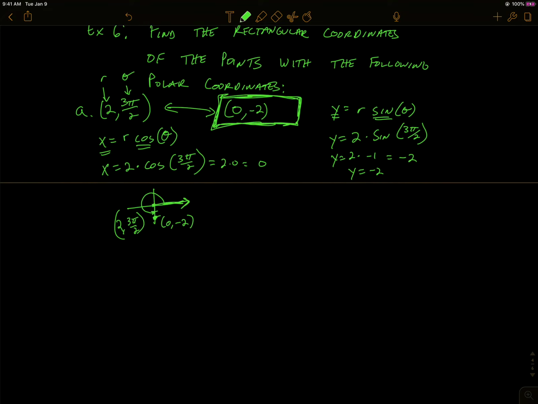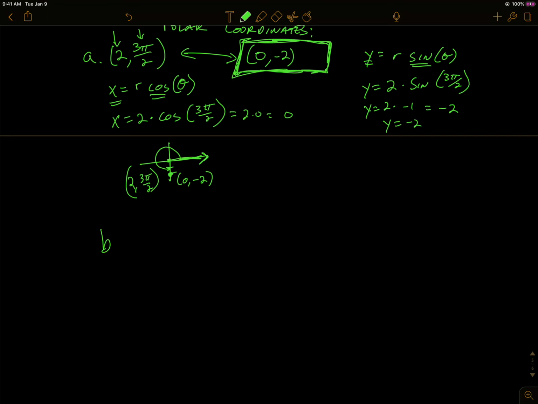All right, let's look at another one, example B. I'm going to say pause the video here and see if you can convert this one on your own. This one's a little trickier. I put a negative in there, but you still just follow your formulas. Your x equals r cosine of theta and your y equals r sine theta. Take a second, pause the video, see if you can get these.